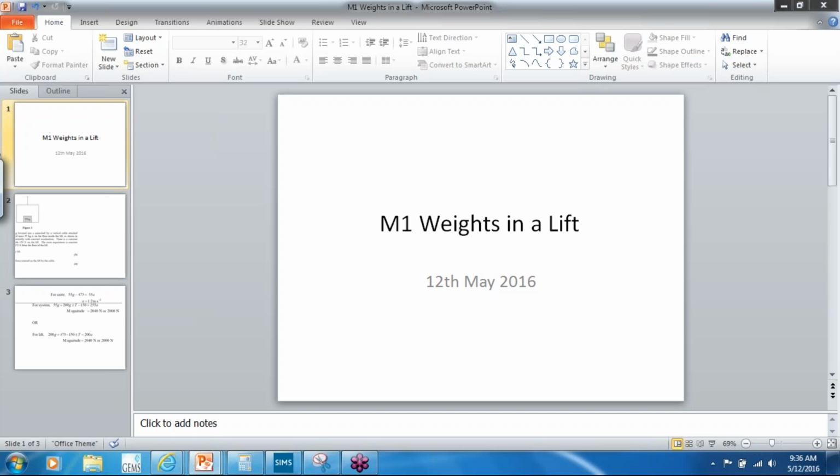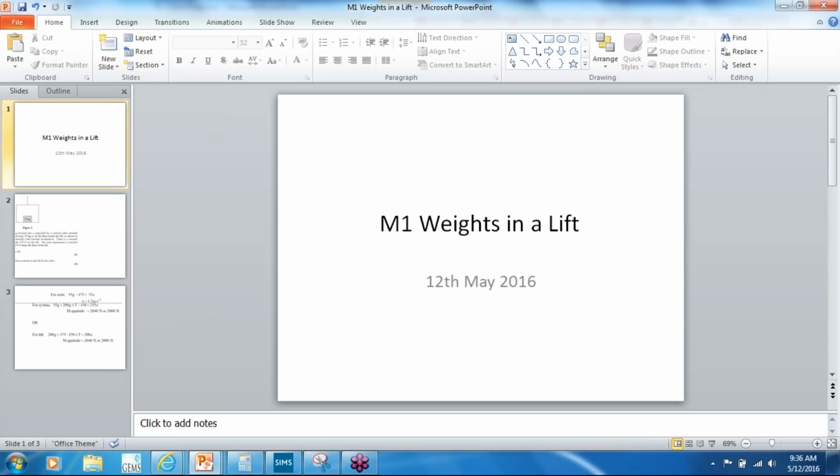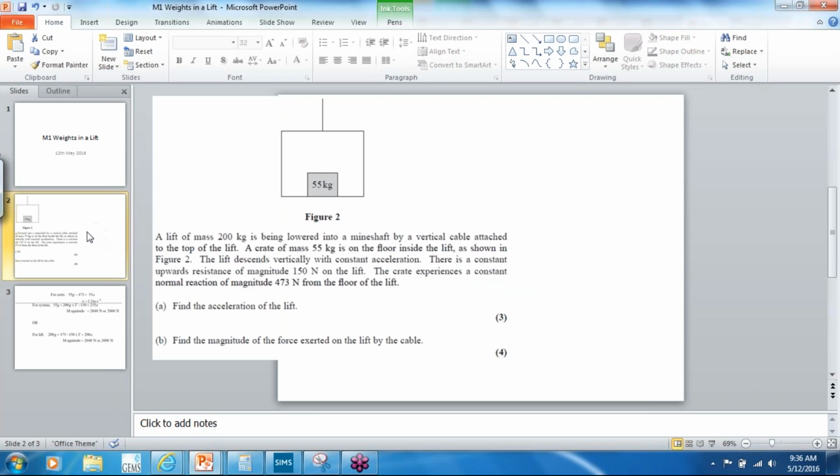Well, thank you for joining us with this session on weights in a lift. It's a mechanics module, and it's a question that relates to a lift either accelerating downwards or vertically upwards or vertically downwards, and there's an object inside the lift. So let's have a look at this question here.